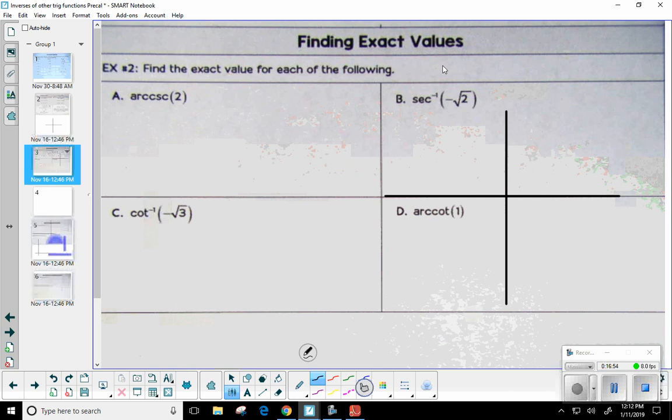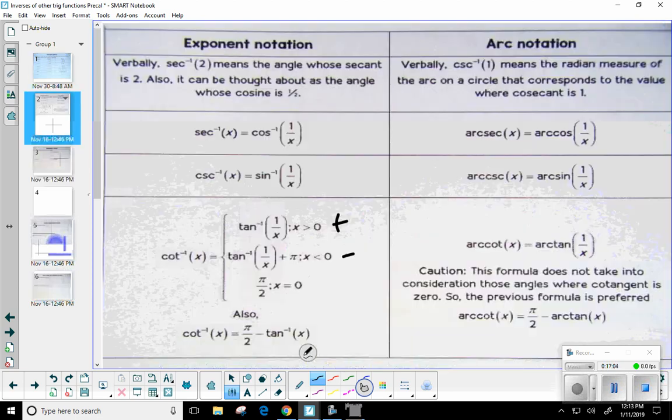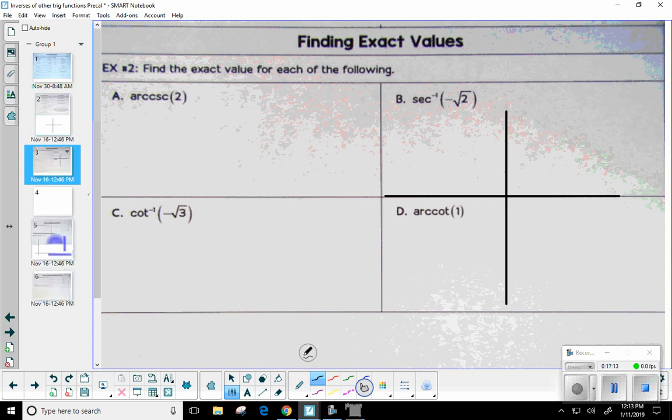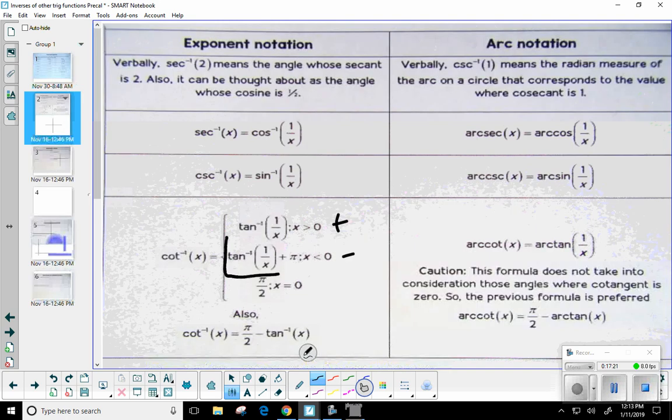Okay. So now this one, C and D, these are the only ones that we really have to be careful about. For cotangent inverse, remember there were 3 possibilities, and it depended on what your ratio was. So I'm looking at C. It says cotangent inverse of negative square root of 3. So this is definitely a negative ratio, right? So because it's negative, I've got to use the middle one.